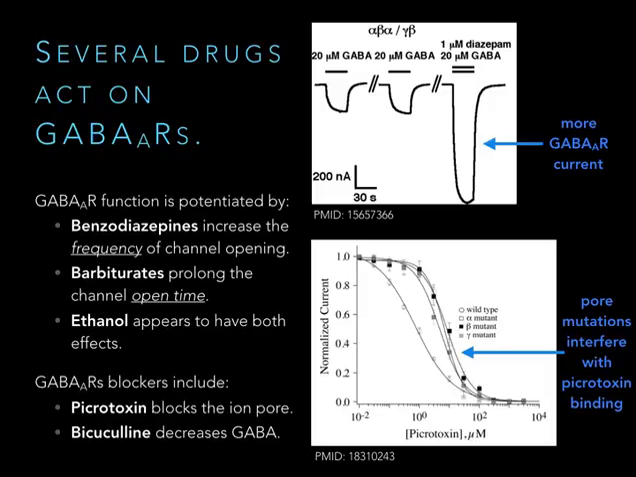Picrotoxin is going to fit into the pore. If we look at the bottom here, the mutations that interfere with picrotoxin binding are the ones that occur in the pore. They looked at 3 different mutants. They called them alpha, beta, and gamma, so essentially A, B, and G, but gamma is the 3rd letter. So 1, 2, 3. Mutants 1, 2, and 3 all have mutations in the ion pore, and you can see that the concentration of picrotoxin, shown on the x-axis, must be greater in order to sufficiently inhibit GABA currents.